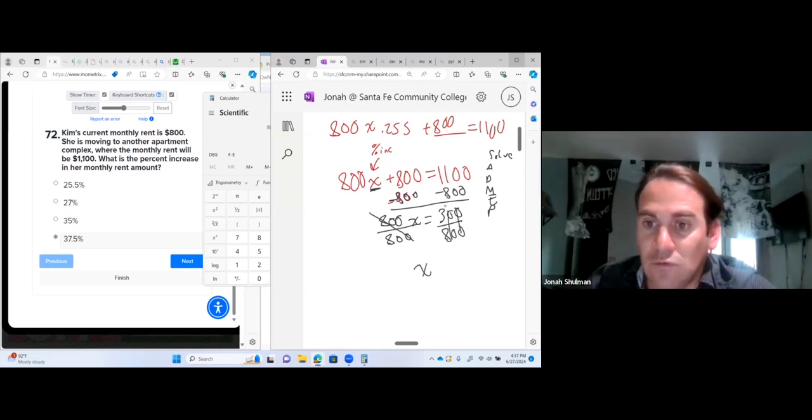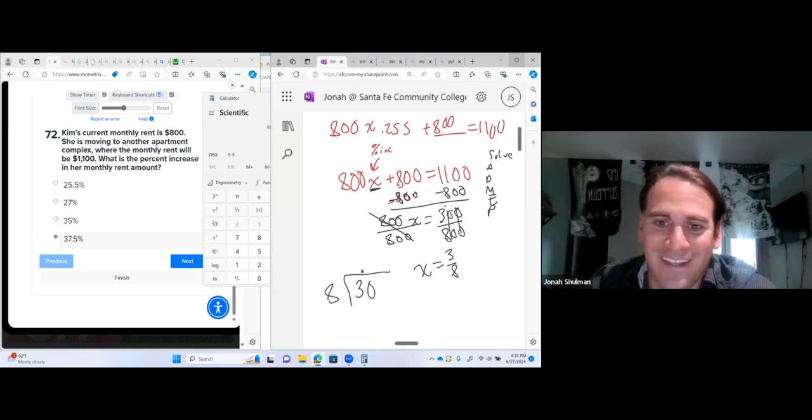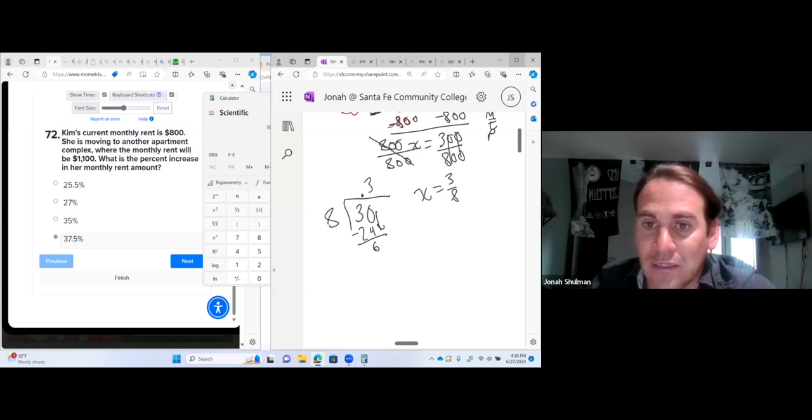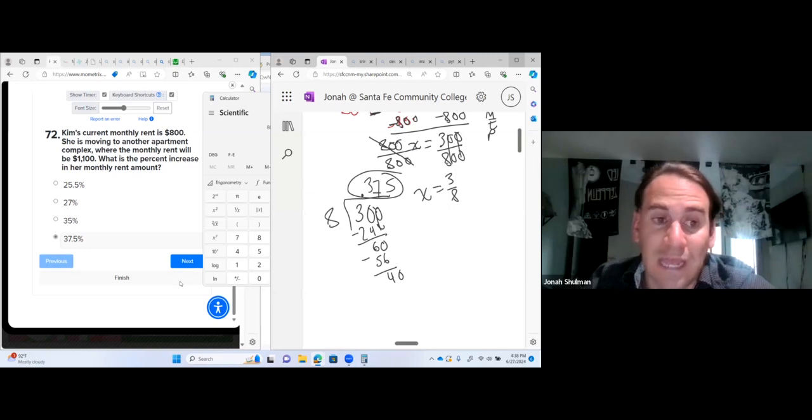So x equals 3 divided by 8. The 3 is special, it's inside the house. The 8 is outside the house. 8 can't go into 3. Sorry, it's storming out there. 8 goes into 30 3 times. That's 24. Since we have a decimal, we can bring down as many zeros as we like. 8 goes into 60 7 times, that's 56. And I'm left with 4. And 8 goes into 40 5 times. So I have 0.375.